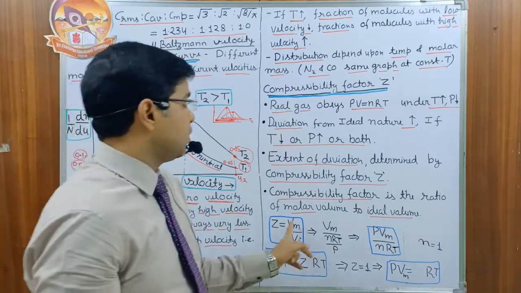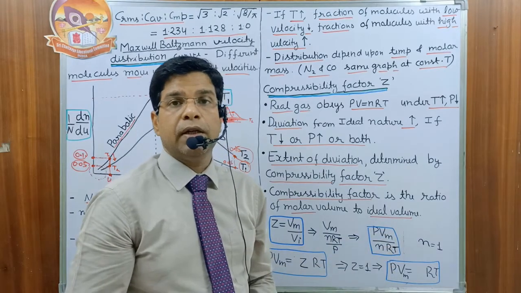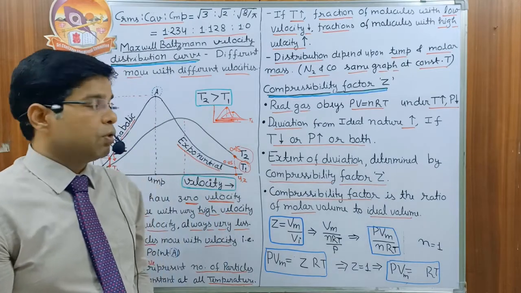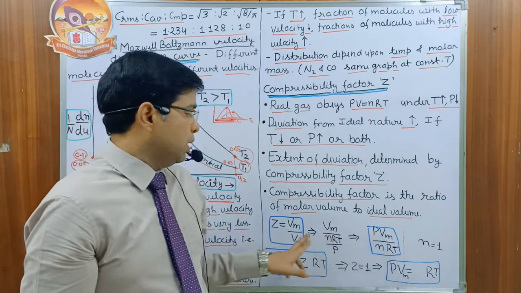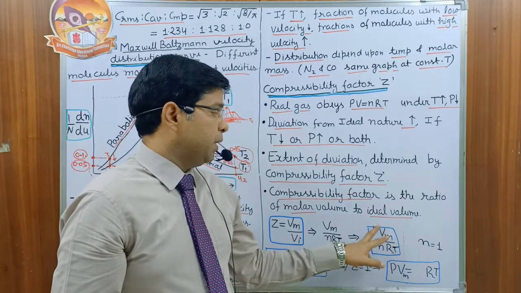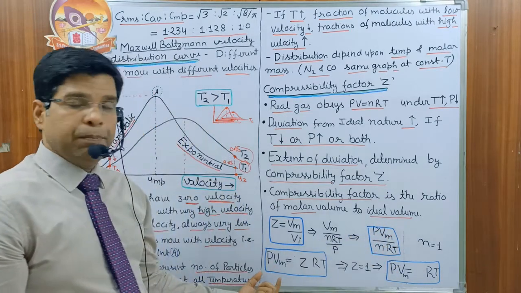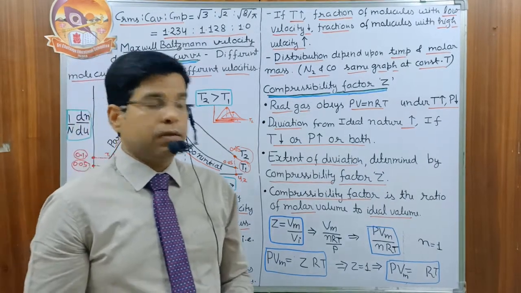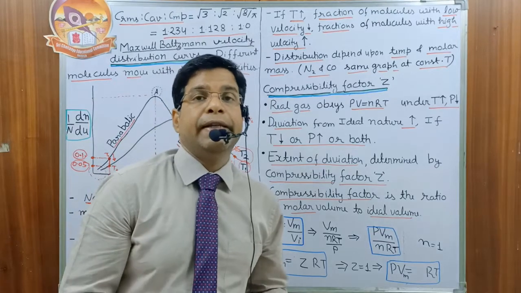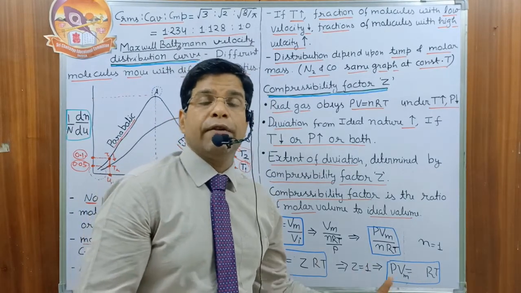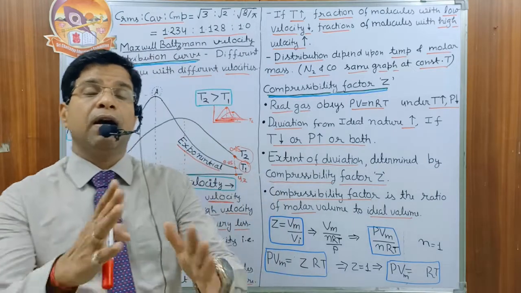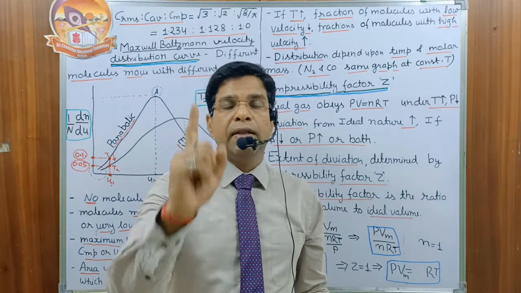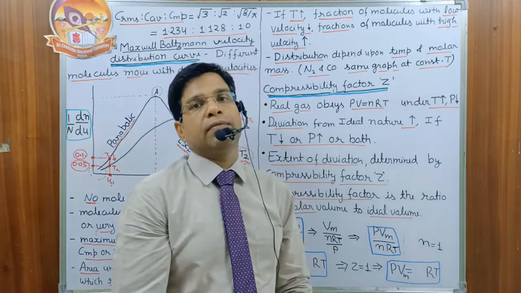Or we have Z is equal to PVm upon nRT. Since we are talking about the molar volume, the number of moles is 1. Then what simple equation do we have? Z is equal to PVm upon RT, or we can write PVm is equal to ZRT. Suppose in any case Z is equal to 1 for any gas, then what we have? PVm is equal to RT, and that is the ideal gas equation. It means if for any gas Z is given as 1, then that gas shows ideal behavior.